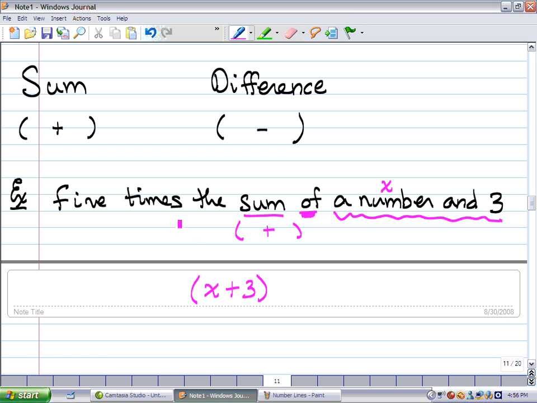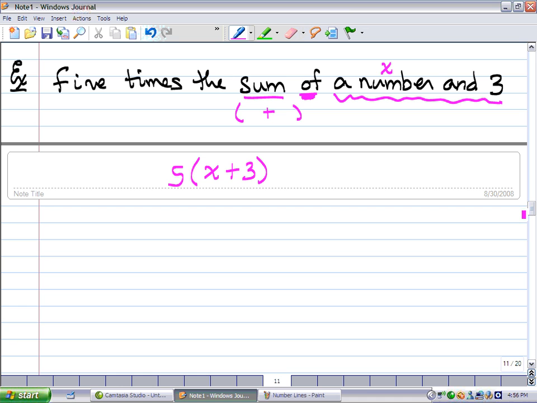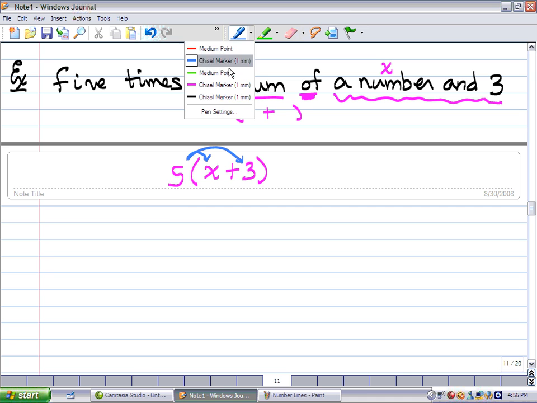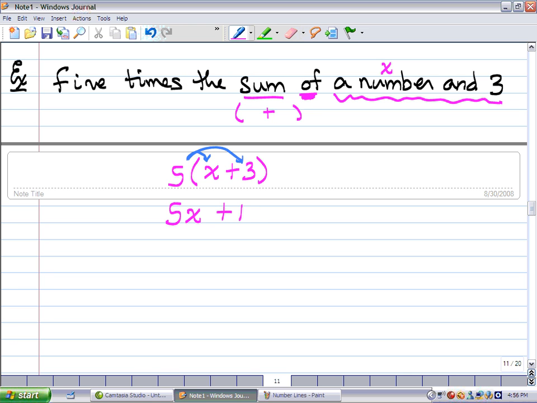And now the front part, the 5 times. So I get 5 parentheses x plus 3. And then if you want, you could simplify that by distributing and get 5x plus 15. Either way, those are both good answers.